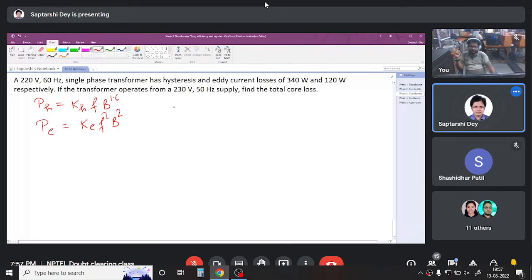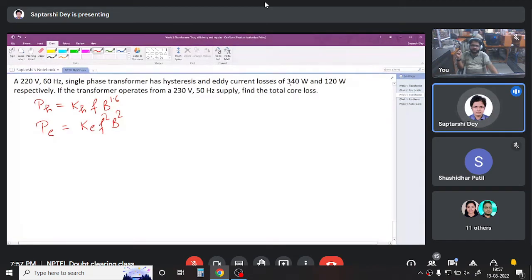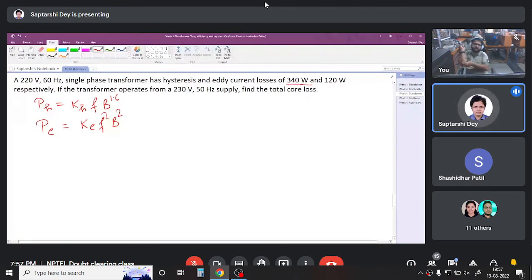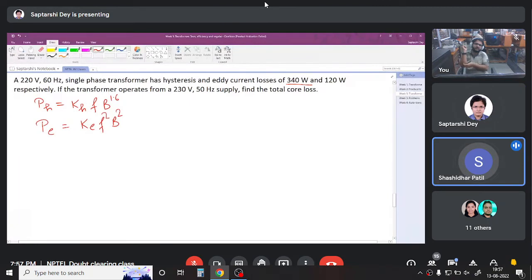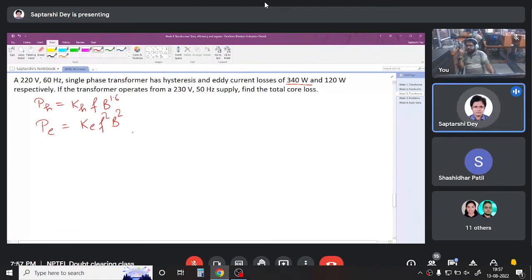Okay. So basically, we have to compare. So we have been given the hysteresis loss in the first case. We have to find it out in the second case. Yeah, Shashidhar wants to say something. I think we have to substitute for B in terms of voltage, it seems. Yeah. Substitute B in terms of voltage, but we don't have all those data for number of turns and area of core.